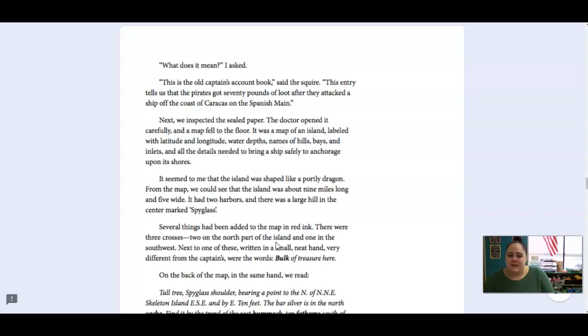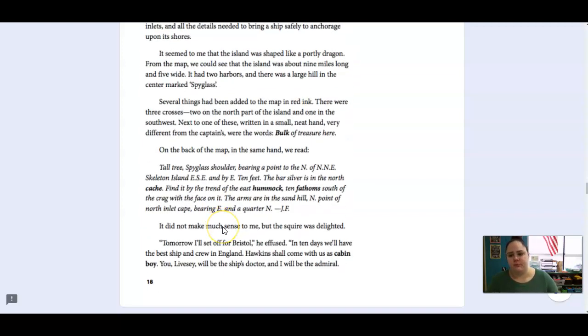Next, we inspected the sealed paper. The doctor opened it carefully and a map fell to the floor. It was a map of an island labeled with latitude and longitude, water depths, names of hills, bays, and inlets, and all the details needed to bring a ship safely to anchorage upon its shores. It seemed to me that the island was shaped like a portly dragon. From the map, we could see the island about 9 miles long and 5 wide. It had two harbors, and there was a large hill in the center marked Spyglass.